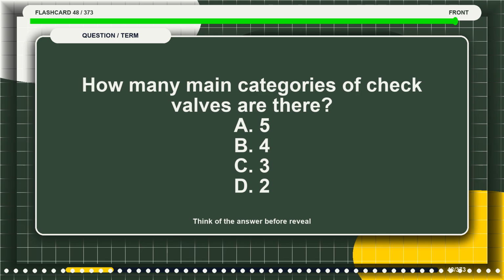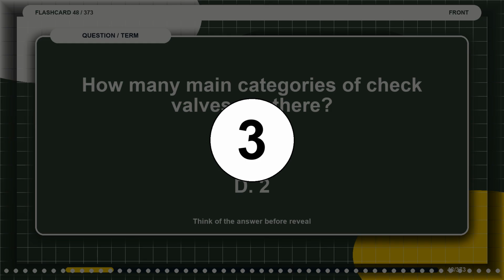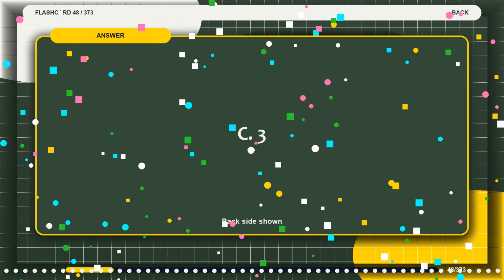Flashcard 48. How many main categories of check valves are there? A. 5. B. 4. C. 3. D. 2. Think of the answer before the reveal. The answer is C. 3.